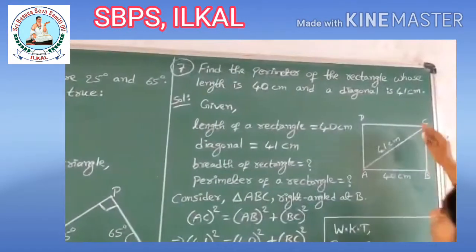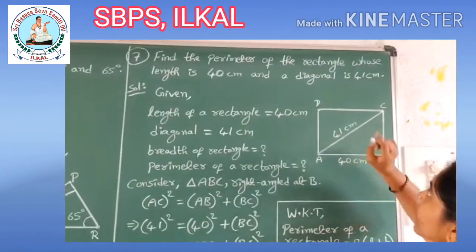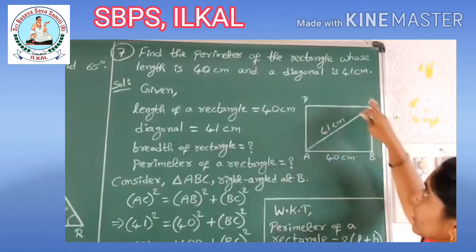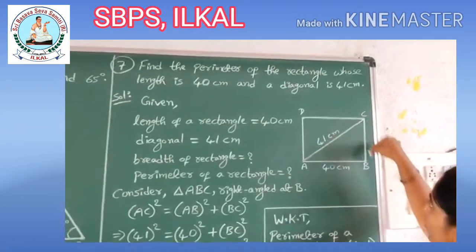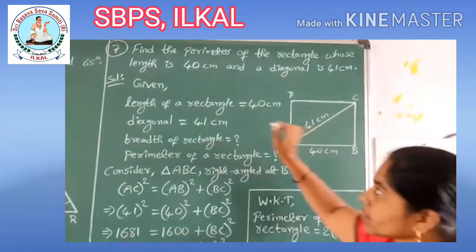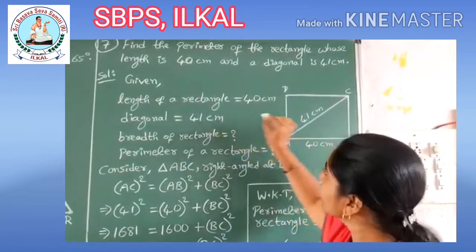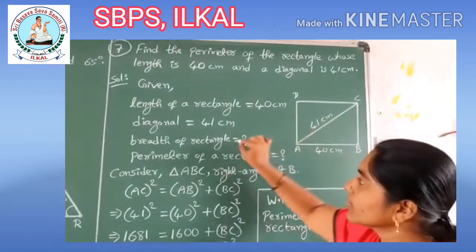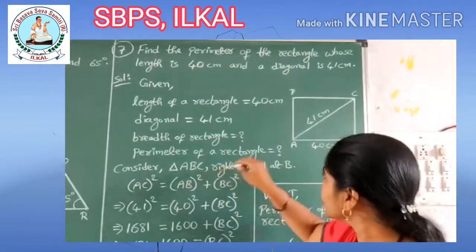Next one. Find the perimeter of a rectangle whose length is 40 cm and the diagonal is 41 cm. They give a rectangle, its length and diagonal. We have to find the breadth and also the perimeter of this rectangle. Given length of rectangle is equal to 40 cm, diagonal is equal to 41 cm, breadth and perimeter we have to find. Consider triangle ABC.